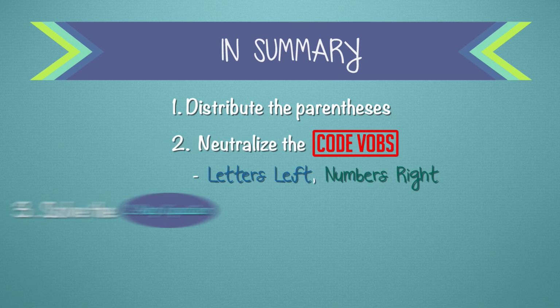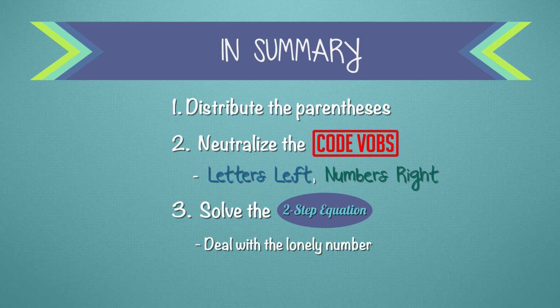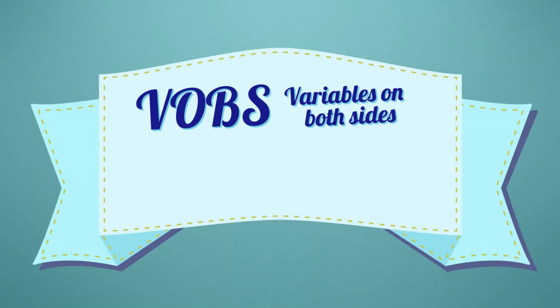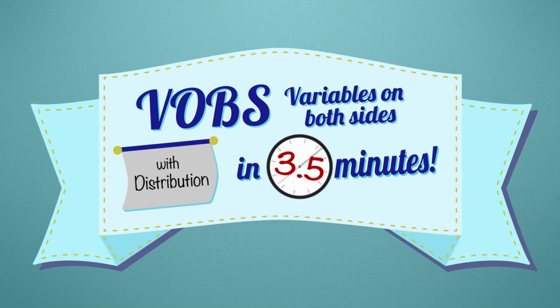Then it's back to a two-step equation. First, we deal with the lonely number, the constant. Be sure to keep both sides in balance. Second, deal with the coefficient to get x by itself and keep both sides in balance. And that's equations with variables on both sides with the distributive property, in 3.5 minutes.